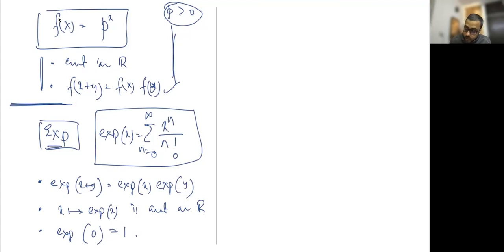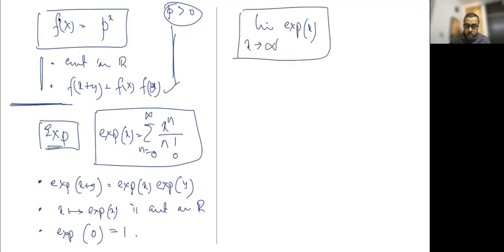Okay. Now let's look at a few more properties maybe. I don't recall whether I mentioned this limit. Did we look at this limit, x going to infinity of exponential x? No. Okay. So what do you think this limit is going to be? Any guess? Plus infinity. So how to prove this? Any ideas?